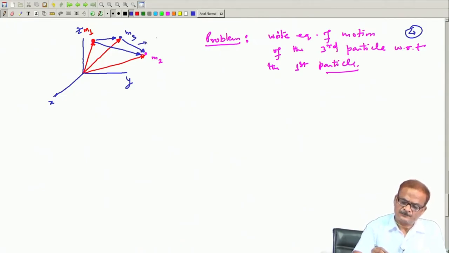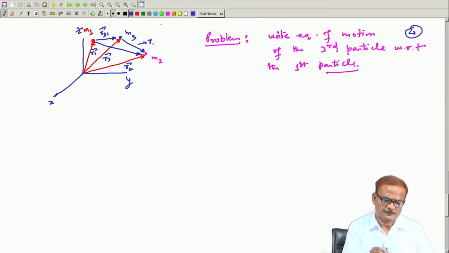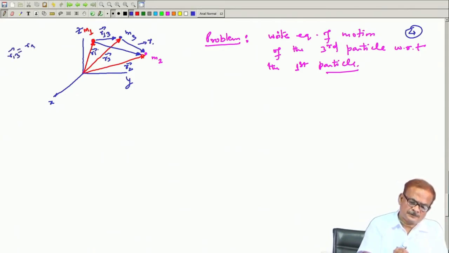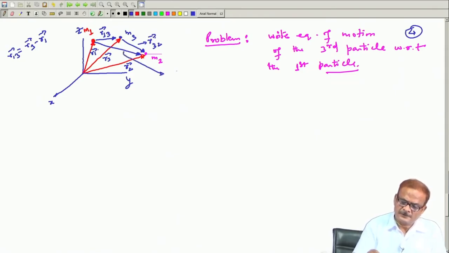This vector we will write as, this is r 2, this is r 3, r 1, therefore this becomes r 31. This is 1, 2, 3, so here we need to correct it: r 13. R 13 means r 3 minus r 1. So, following the same sequence, we get here r 32, and then this becomes r 12.